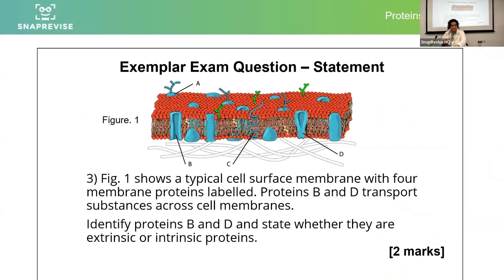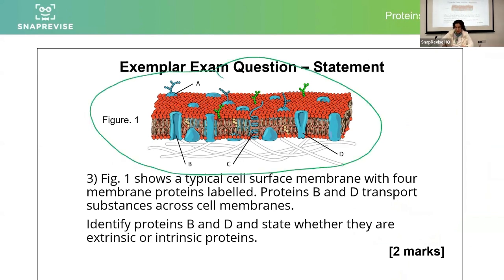Let's have a look at a typical exam question. We are shown a diagram. So basically, my context here is this diagram. Figure 1 shows a typical cell surface membrane with 4 membrane proteins labeled. Proteins B and D transport substances across cell membranes. Further illustrating the context here, we're talking about transmembrane proteins. Identify proteins. This is my command word here, of course.